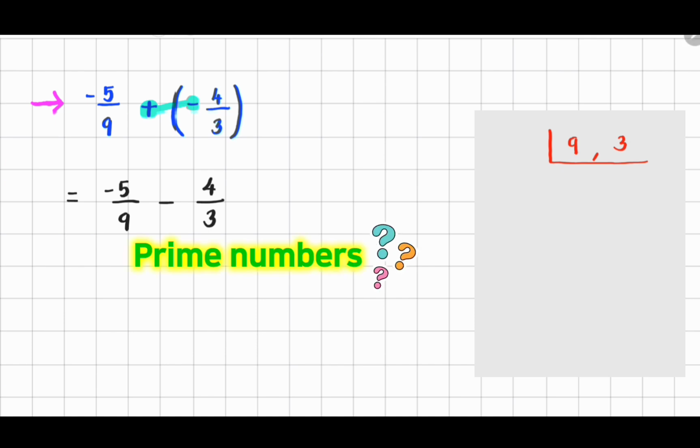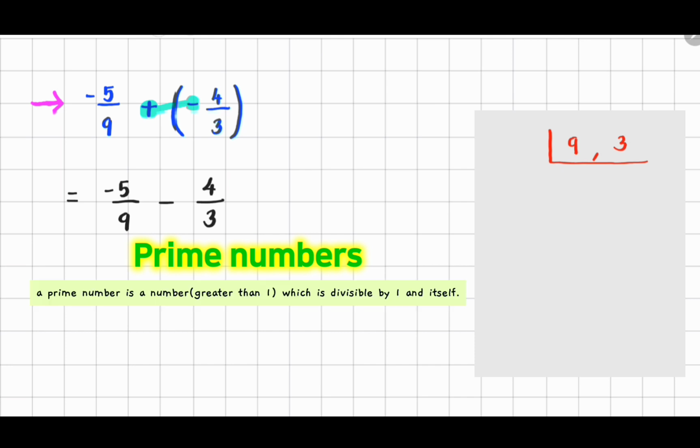By the way, a prime number is a number greater than 1 which is divisible by 1 and itself. For example, take 5. 5 is divisible by 1 and it is divisible by 5. There is no other number which can divide 5. Hence it's a prime number. Now let's consider 9. 9 is divisible by 1, 3 and 9. Apart from 1 and itself, it is also divisible by 3. Hence, it's not a prime number.